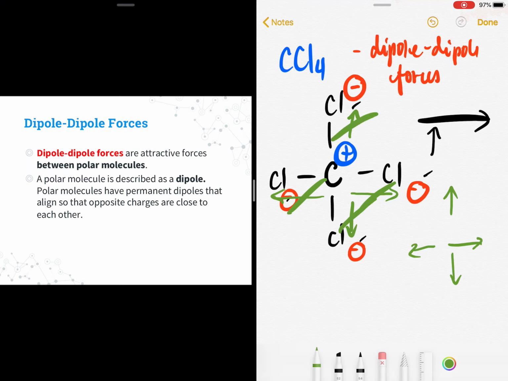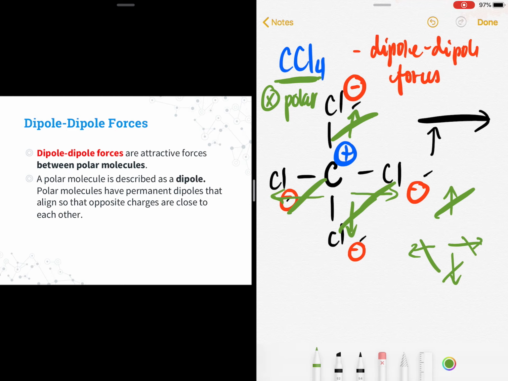So, is there a net dipole? E nag-cancel lahat ng arrows natin? Wala po. So, there is no net dipole. So, carbon tetrachloride does not have a dipole moment. That means it's not what? It's not a dipole molecule. It's not a polar molecule. So, your carbon tetrachloride is not a polar molecule.